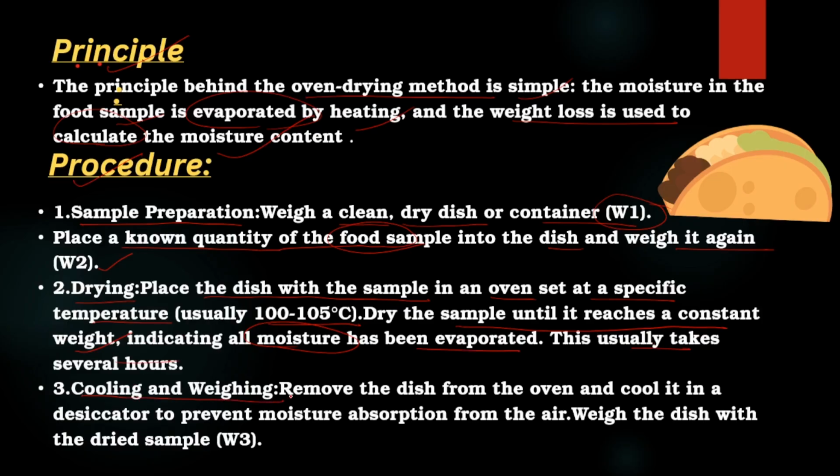Next is the cooling and weighing. Remove the dish from the oven and cool it in the desiccator to prevent moisture absorption from the air. Weigh the dish with the dry sample, that is W3.